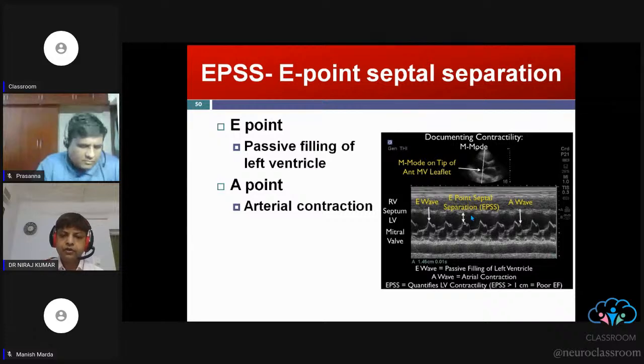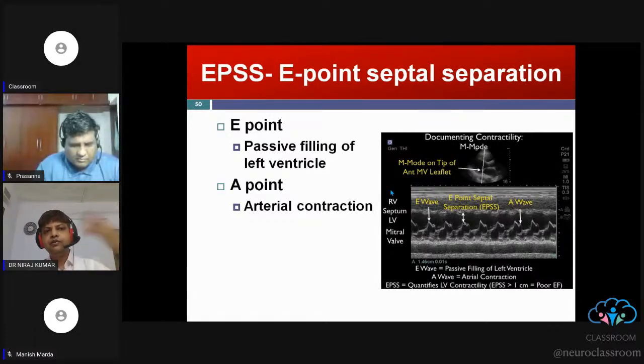So in the normally contracting heart, the distance between the septum and this valve is very, very less. But if there is poor contractility, this distance will increase. This E point septal separation is normally less than 7 millimeter. That is a good contractility. But if it is more than 10 millimeter or more than 1 centimeter, that's a sign of poor contractility.